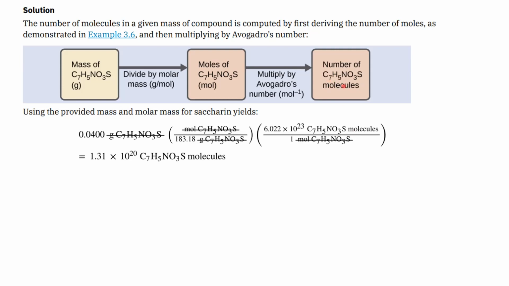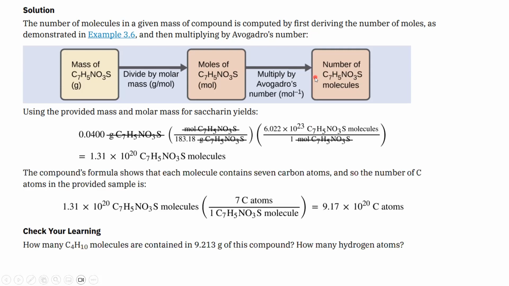We can just use the chemical formula for that, because with this next parenthesis, we need to cancel molecules of saccharin. So one molecule of saccharin goes on the bottom, and based on this formula, we have 7 carbon atoms per molecule of saccharin, so that goes on top. Essentially, we're taking our first answer and multiplying it by 7, since each molecule contains 7 carbon atoms. Our answer is now 9.17 times 10 to the 20th carbon atoms. If we were looking at hydrogen, we would have 5 hydrogen atoms on top, or 1 nitrogen, 3 oxygen, 1 sulfur, whatever it is for that particular element, it just comes from the chemical formula.